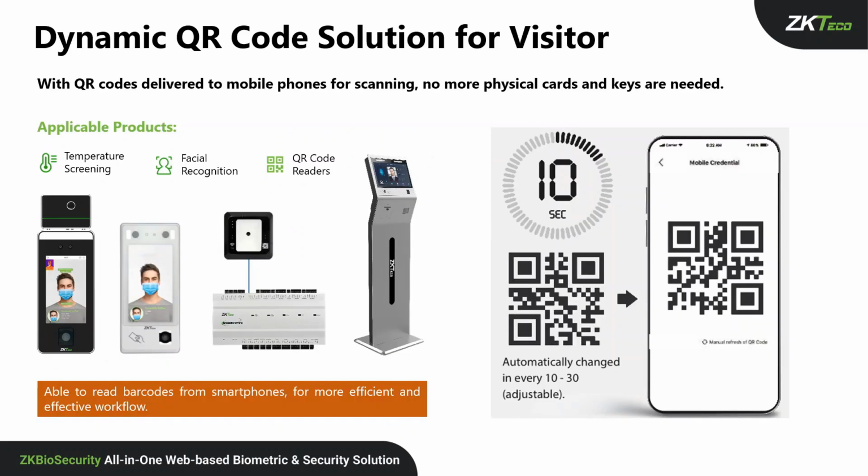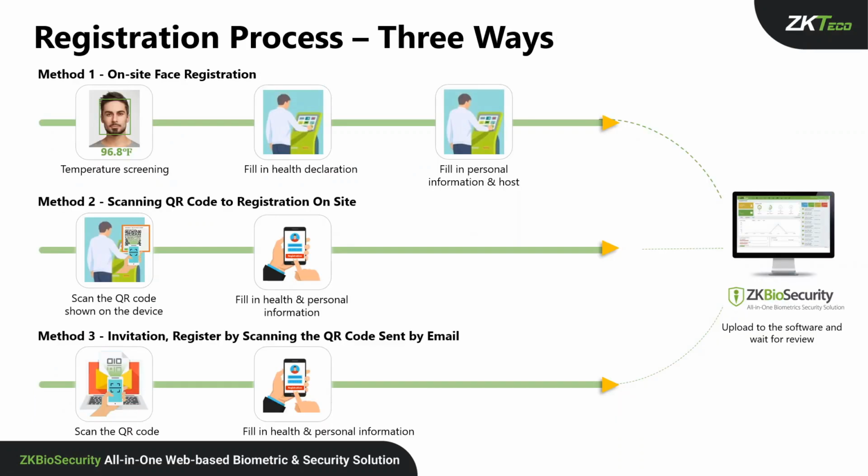And there is also a dynamic QR code solution for the visitors. With the QR codes delivered to mobile phones for scanning, no more physical cards and keys are needed. It is able to read the barcodes from the smartphone for a more efficient and effective workflow. And the barcode will automatically change every 10 to 30 seconds. It's adjustable.